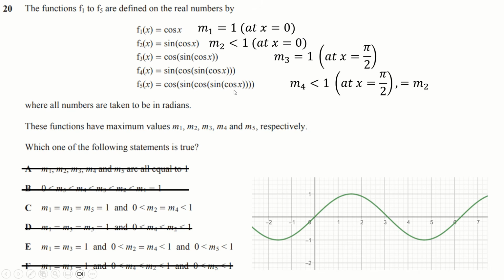Well, of course I can't. Pi over 2 is bigger than 1. I can't make sine of anything bigger than 1. And so I can't actually do that. So play back the video if you want to follow that logic again. But it doesn't seem possible to make this equal to 1 anymore.